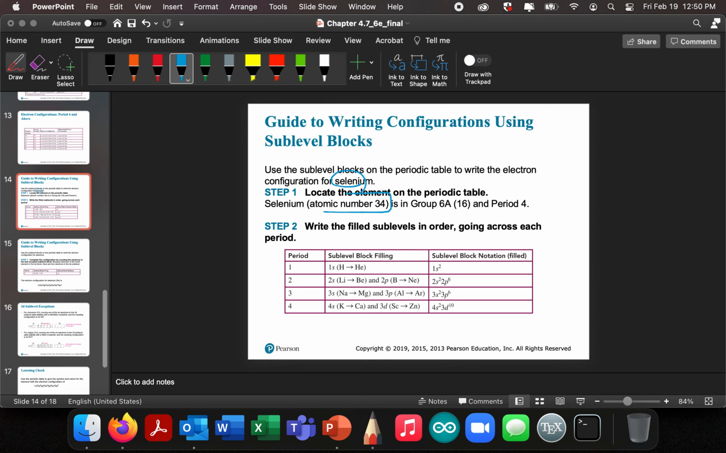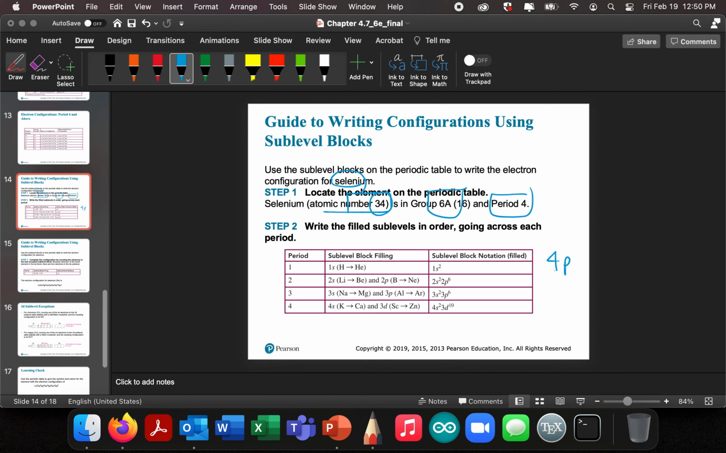its atomic number is 34. It's in group 6A in period 4. This is awesome. Okay, that means the last subshell being filled is in the P block because it's 6A. So it's going to be 4P something, right? It's going to be 4P something.